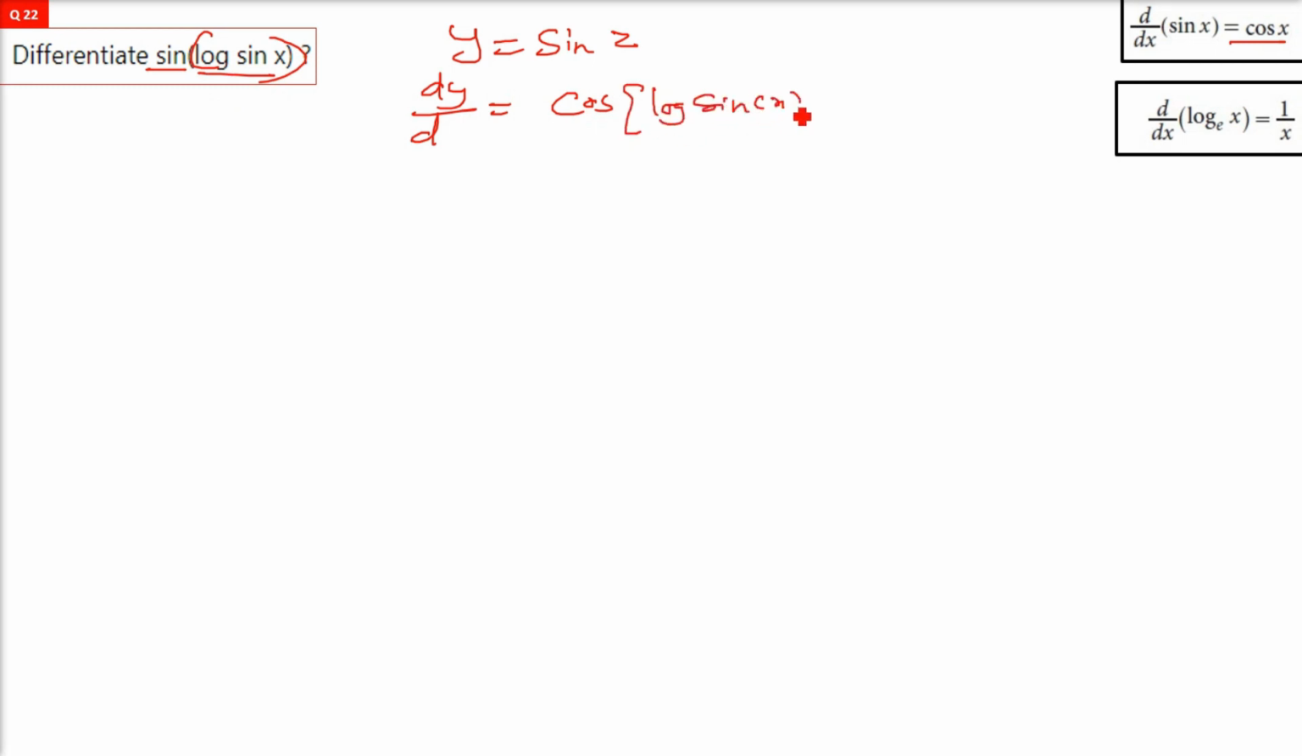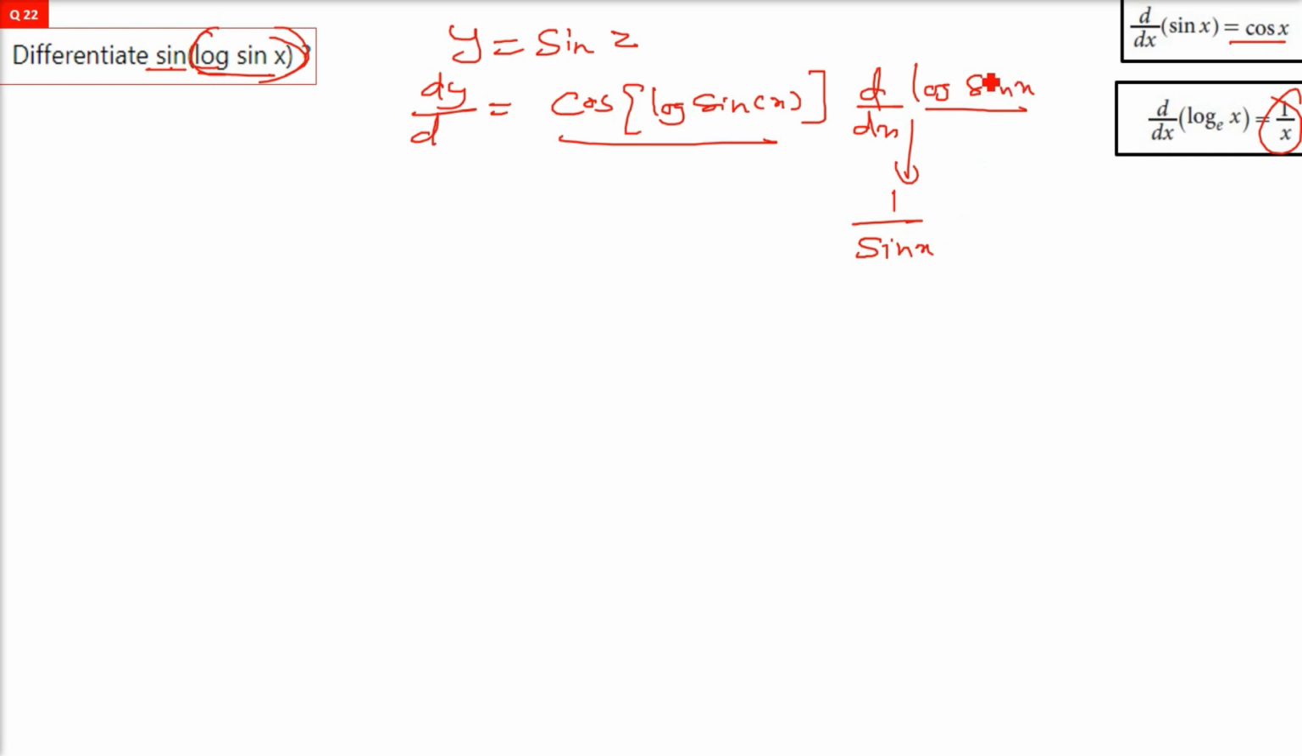And then differentiation of log sine x. In chain rule, now you have to differentiate the log sine x. So d by dx of log sine x will be, because log x is 1 by x, so log sine x will be 1 by sine x. Whatever is inside log is going to be in the denominator. So this is 1 by sine x.